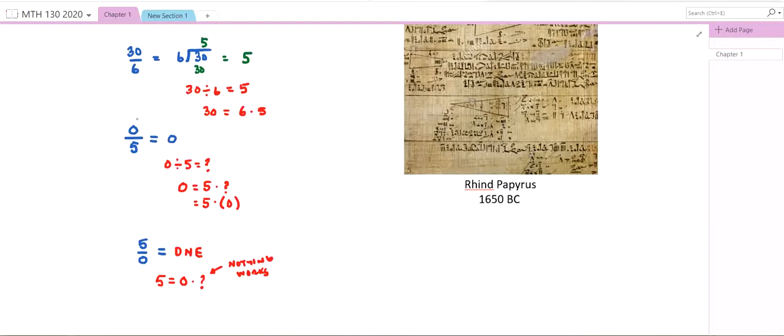So in summary, anytime you have 0 in the numerator and a number in the denominator, that equals 0. Anytime you have some number in the numerator and you divide by 0, that does not exist.